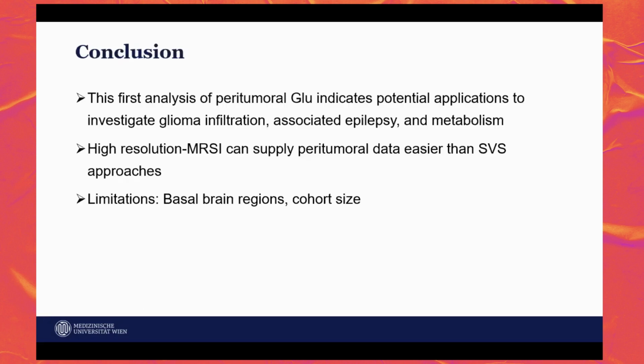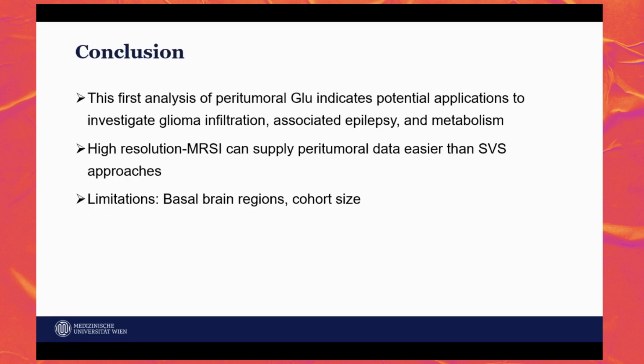And to come to conclusions, this is a first analysis of this peritumoral glutamate. Could be interesting to show infiltration, for associated epilepsy, and in general for metabolic research. I would say it has a high potential, as we have defined today. Spectroscopy always has a high potential. And with MRSI, we can really for the first time investigate this peritumoral region. With single voxel or low resolution methods, you cannot really look at this. So I'm pretty sure this is the first time someone looked at this.